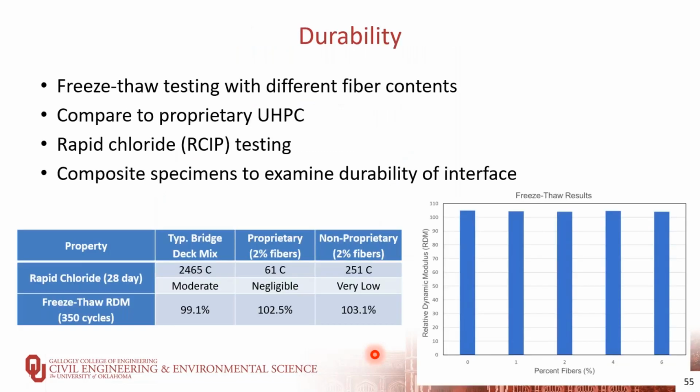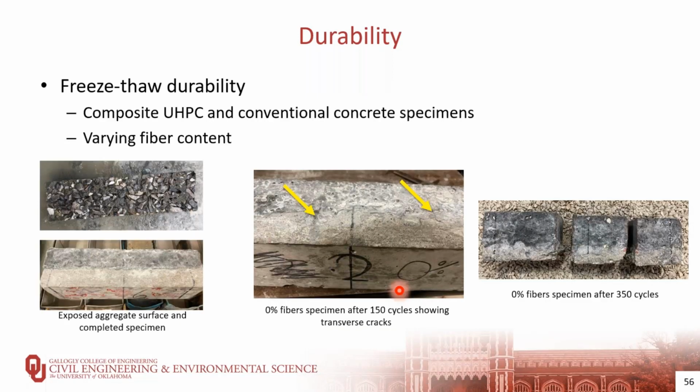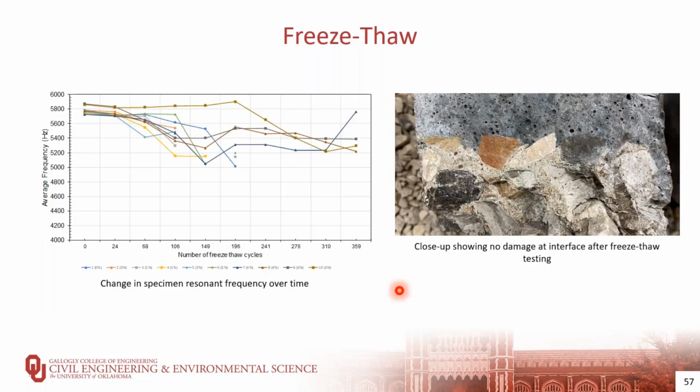In terms of examining durability for the non-proprietary mix, all of our freeze-thaw results had a relative dynamic modulus greater than 100, and then we had very low rapid chloride ion permeability at 28 days, out to negligible at 56 days. We also examined composite specimens with freeze-thaw and saw that even when we had failure of the specimens, the failure was initiated in the conventional concrete, but not at the interface between the UHPC and the conventional concrete when we used an exposed aggregate surface.